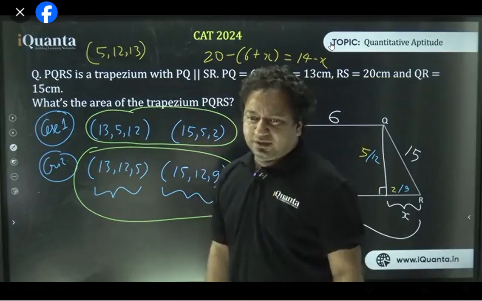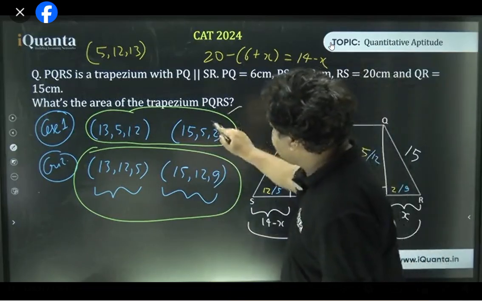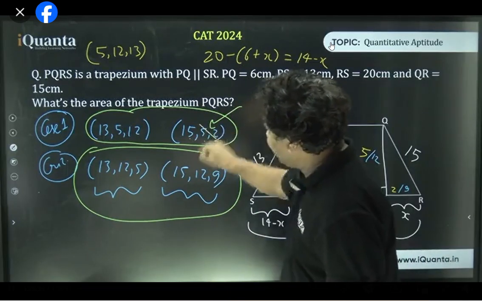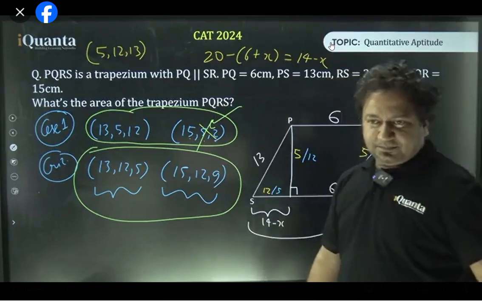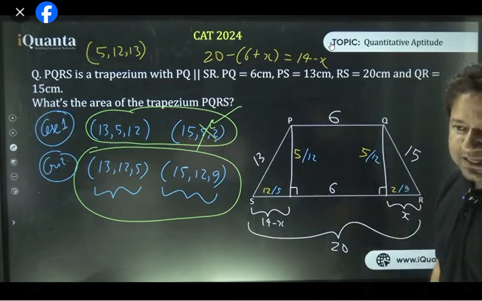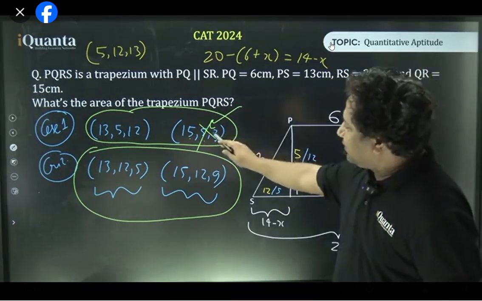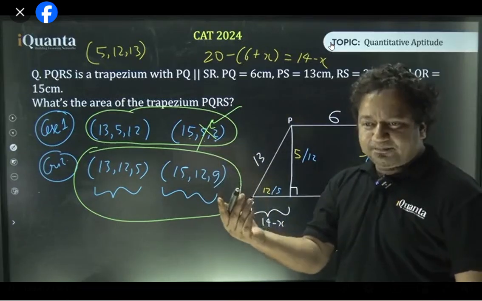By the way, look at one more thing. This is not even a triangle. 15, 5, 2 is not a triangle at all, it can't be formed. Is that clear? 15, 5, 2: the sum of two sides is not greater than the third side.